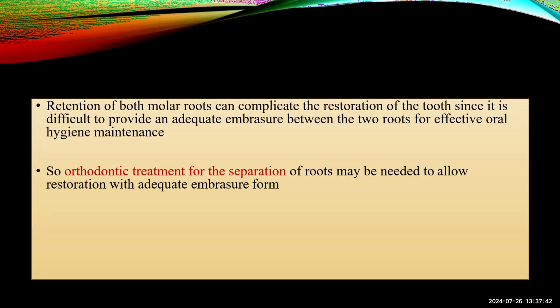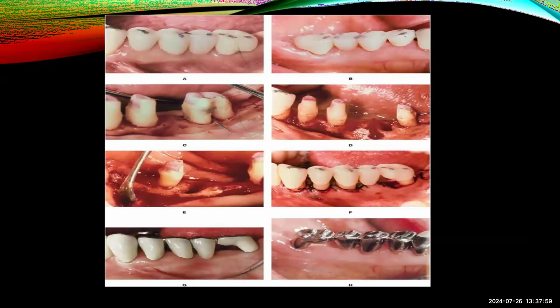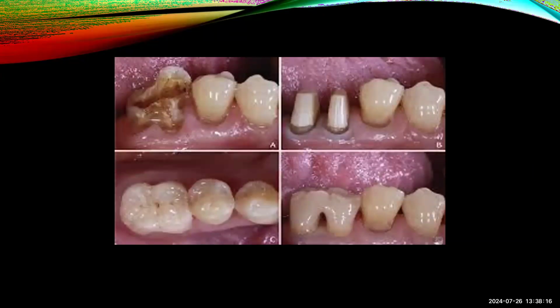Retention of both molar roots can complicate the restoration of the tooth, since it is difficult to provide an adequate embrasure between the two roots for effective oral hygiene maintenance. So orthodontic treatment for the separation of roots may be needed to allow restoration with adequate embrasure form. So this is the procedure. This is a clinical case where hemisection has been performed, and the tooth is divided into two different teeth, and restoration, prosthetic rehabilitation, has been done. Another case.